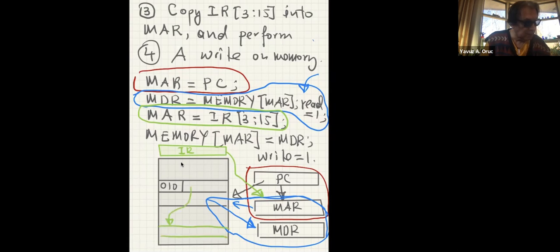And I'll be doing this. And how do I do it? By now pushing MDR, which is actually holding my operand already, into this place. So that will be like these two things together, basically.